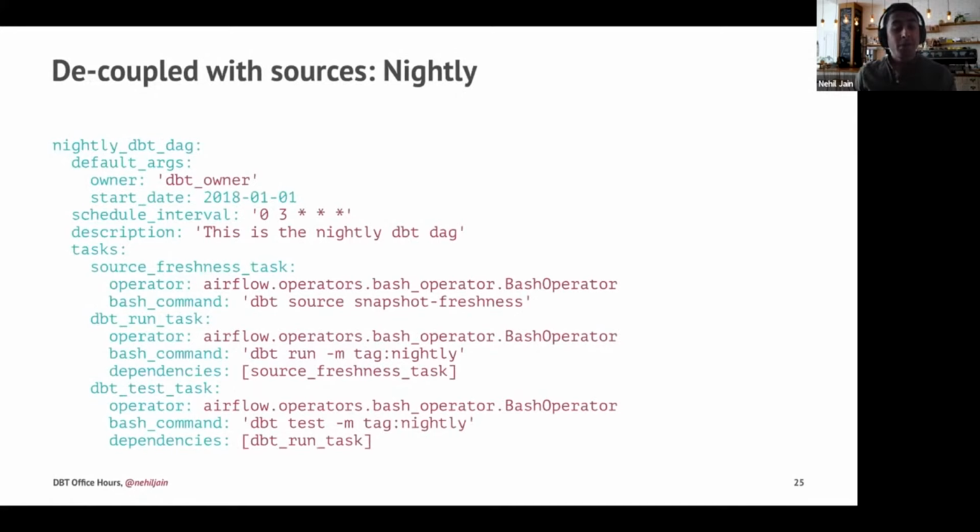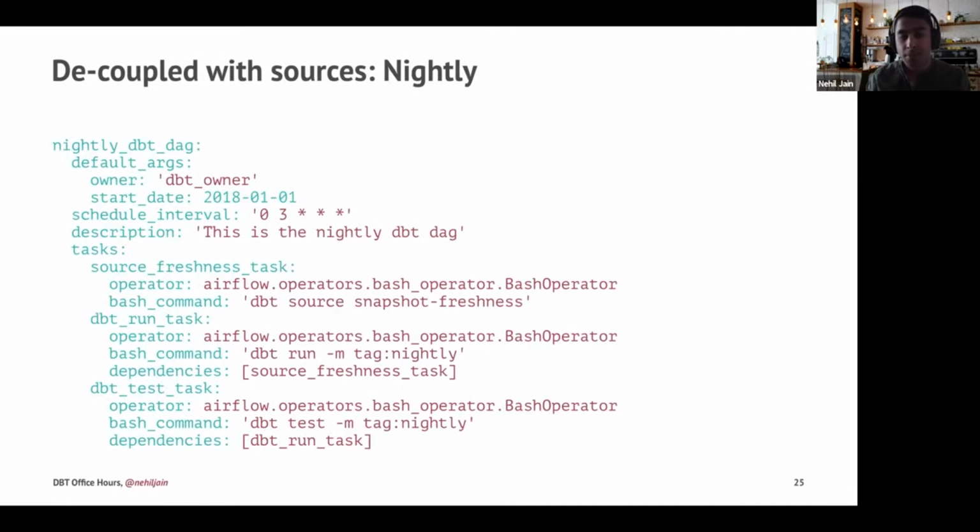The other one is where you are decoupled from the sources, where you want to run regardless of when the source data was updated. And we broke it into 2 runs, nightly and hourly. Again, depending on the business use case and depending on the complexity and the size of the data. So this is a DagFactory example of how it would look.